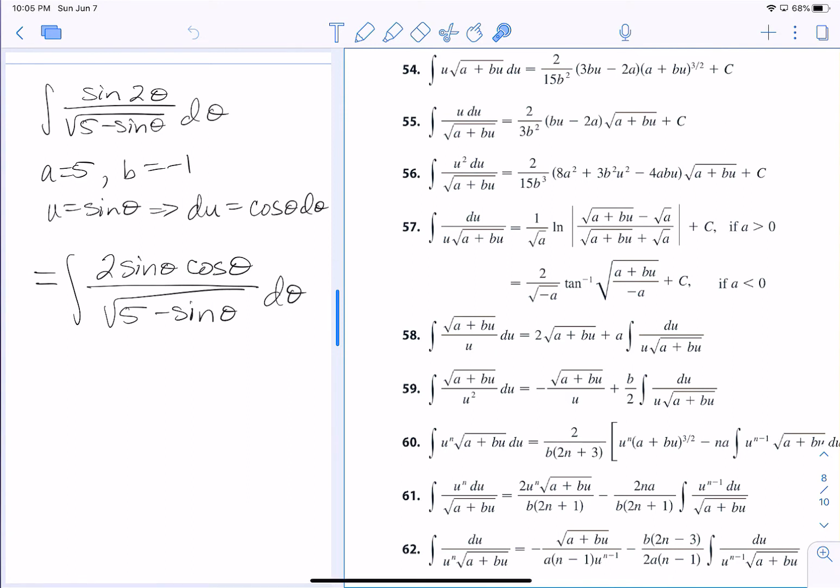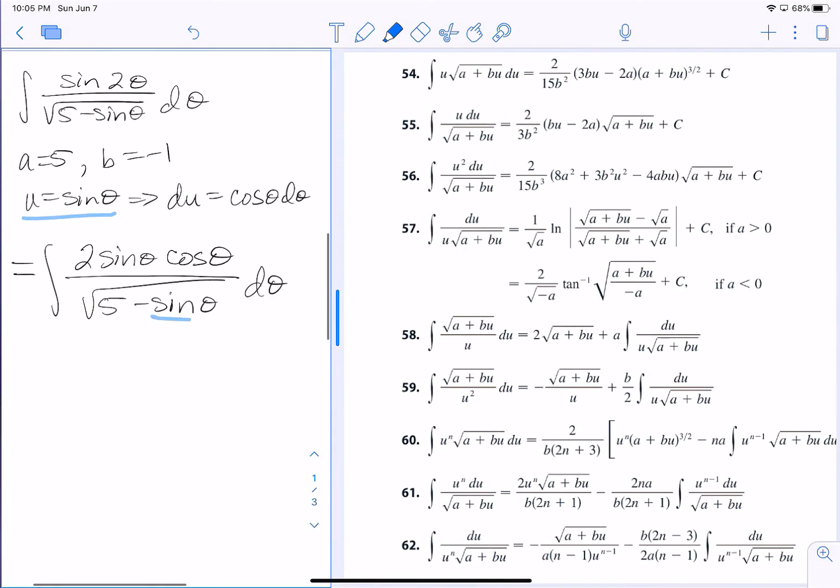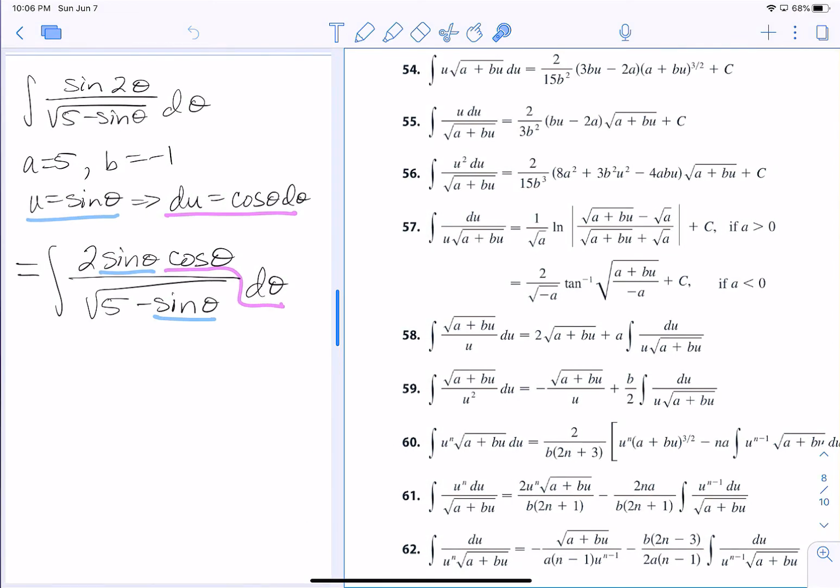I hope you are able to identify the integral of u du divided by the square root of a plus bu. In this case, what we have is u is equal to the sine of theta, and du is equal to the cosine of theta d theta. Knowing then that a equals 5 and b equals -1, and we're using the form integral of u du divided by the square root of a plus bu, what I'd like for you to do is flesh out what that form becomes on the right-hand side and give your answer in terms of theta. Pause the video and work on that, please.